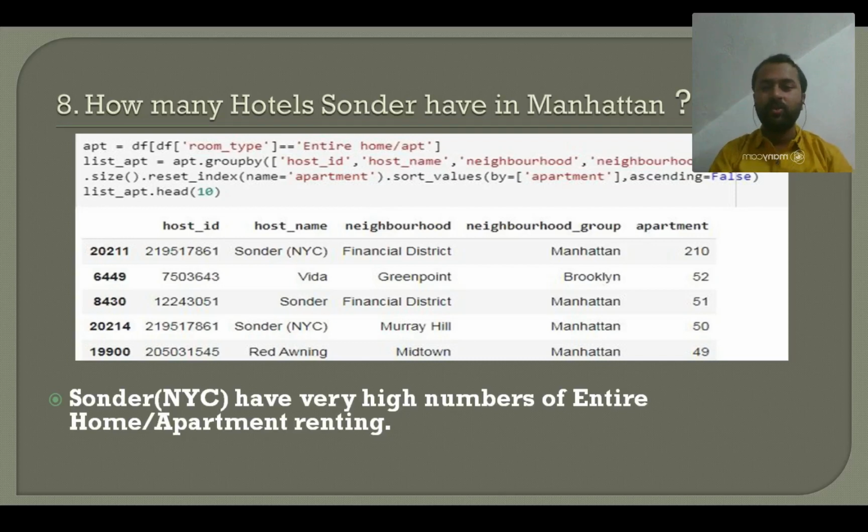Next, eighth number. How many hotels does Sonder have in Manhattan? We already know that Sonder has the maximum number of hotels across all five places, but I want to know how many hotels they have in Manhattan. So I again did some coding, and what I came to know is that Sonder NYC has 210 apartments in the financial district, and in the location of Murray Hill, Sonder NYC has 50 apartments. So among all the hosts, Sonder NYC has a very high number of entire home or apartment renting places.